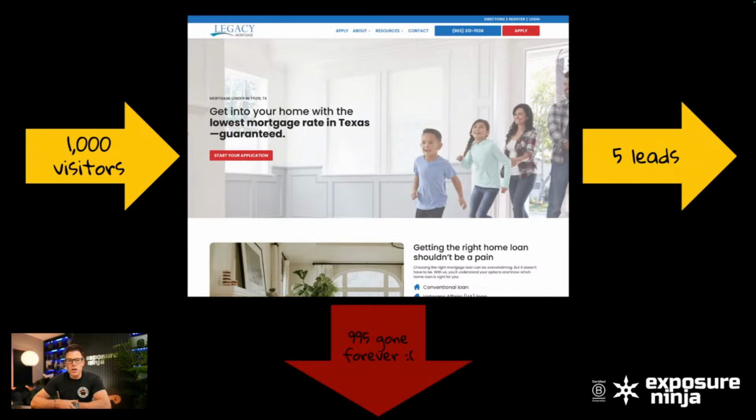That means that 995 of those visitors would just be gone forever. Of course, the downside of all of this is that they spent money on those 995 people. They spent money getting them onto the site or writing the content that got them onto the site, or just paying for those people to come onto the site via PPC or running ads elsewhere that drove people onto the site. So this is incredibly wasteful.